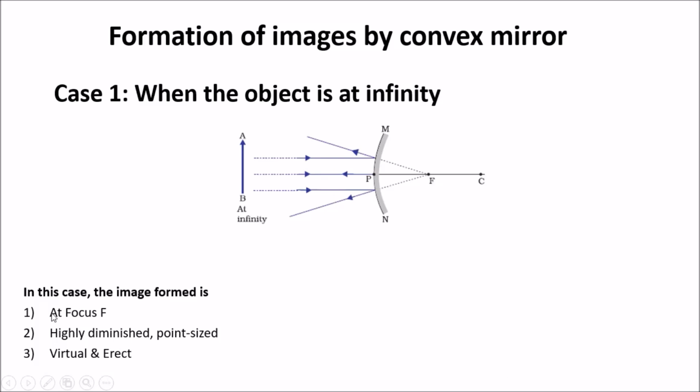Whenever we are drawing the ray diagram, we have to keep in mind that we have to write the conclusion of the ray diagram. As I told you for the concave mirror also, the conclusion should include where the image is formed, what the size of the image is, and what the nature of it is. When the object is at infinity, the image formed is at focus, highly diminished, and virtual and erect.